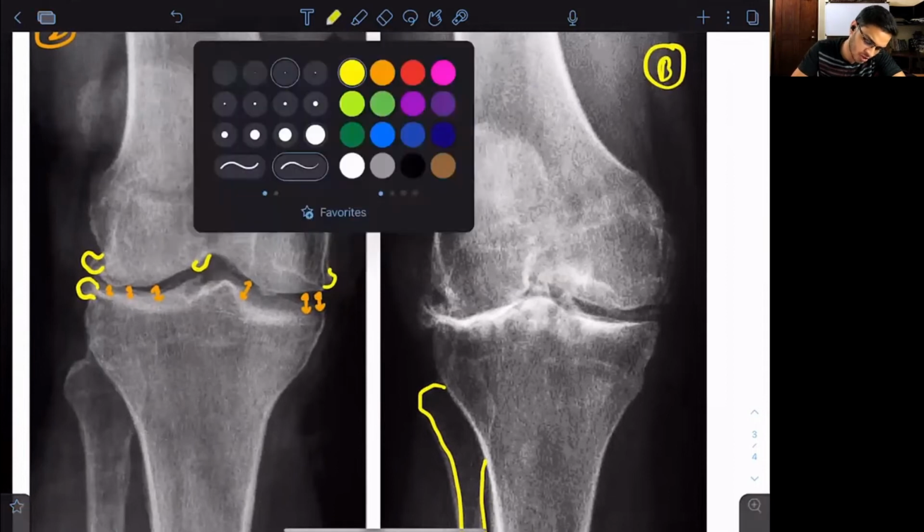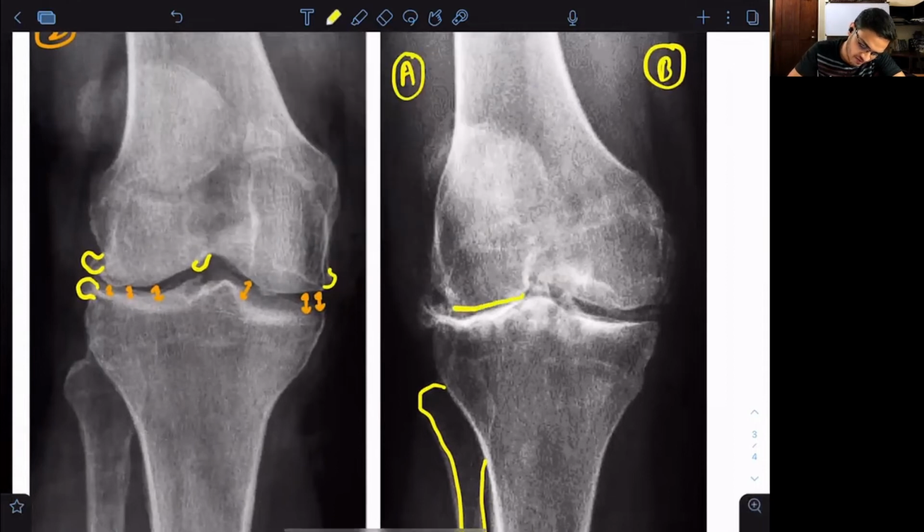First thing I want you all to appreciate, severe loss of joint space. This is bone on bone appearance, guys. Severe loss of joint space, right? In the lateral aspect, especially in the lateral aspect. Medial, there is relatively some joint space remaining, but still there is a reduction in joint space, right?